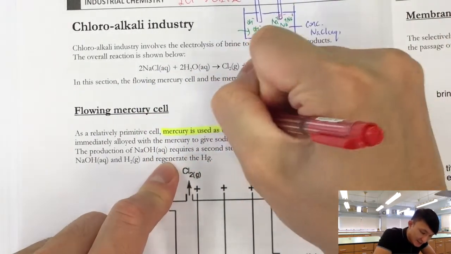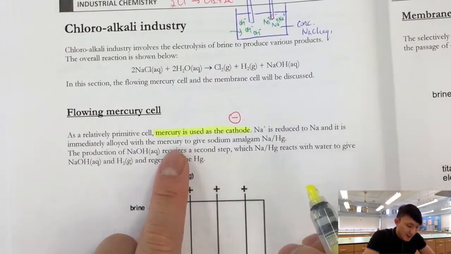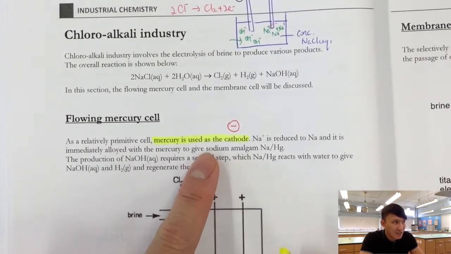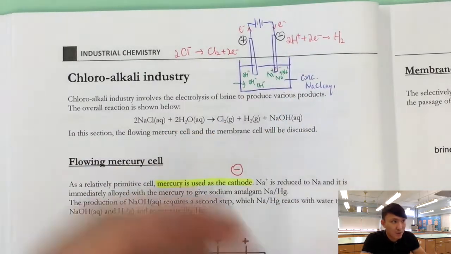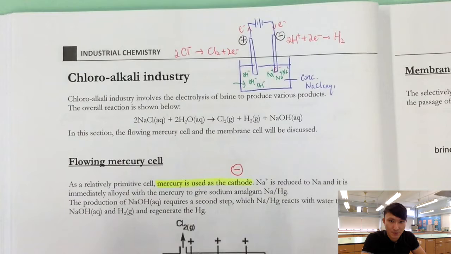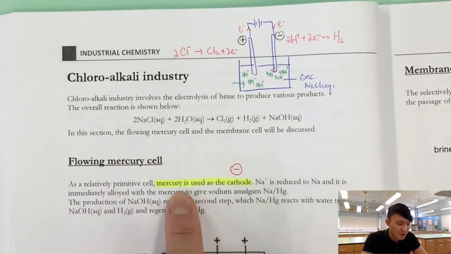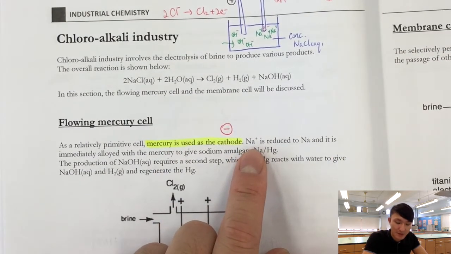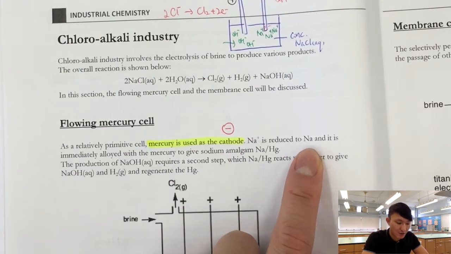This is the negative electrode. Okay? And here, there is something interesting. Just now, we said that at the cathode, which is the negative electrode, H plus should be preferentially discharged to form H2. However, in this flowing mercury cell, with the use of mercury as the cathode, it turns out that it is sodium that is preferentially reduced to form sodium metal here.